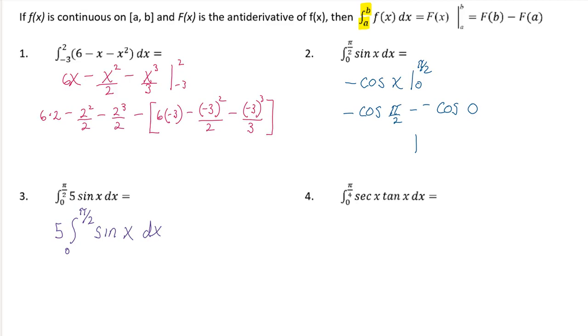Okay, so if it's easier, you can pull the 5 outside. If it's not, you can leave the 5 in the integral. But I've already done this integral in example number 2, so I know that this integral is equal to 1, and I would just multiply that by 5, and I'm going to end up with positive 5.